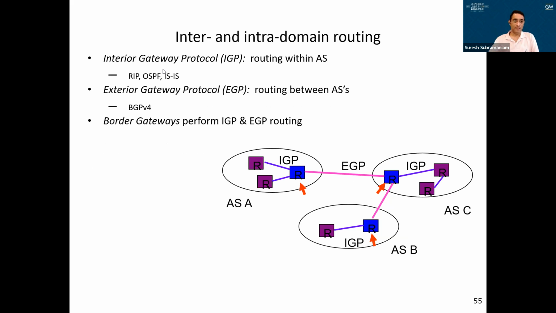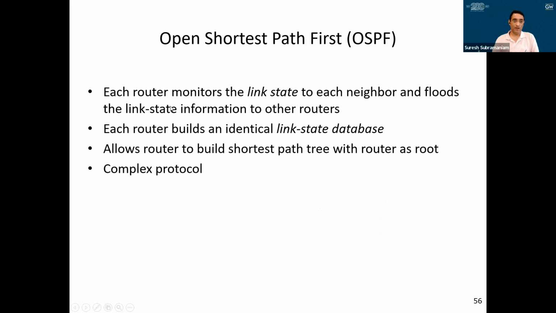So OSPF is the most common interior gateway protocol, and it's a very complex protocol. We won't look into the details, but the idea is it follows the link state method that I mentioned earlier. That is, every node broadcasts its adjacent link states to all of the other nodes in the network. So each router builds an identical link state database. Using these link state packets, every router is going to build a database, which allows the router to build a shortest path tree with the router as the root.